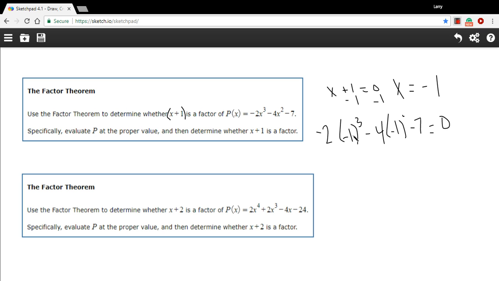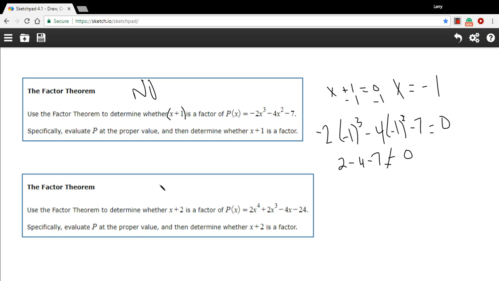Well, let's see. -1 to the third power is still -1. -1 times -2 is a +2. And -1 squared is a +1. +1 times -4 is -4. And then minus 7. So we've got 2 minus 4 minus 7. That does not equal 0. So this is not a factor.